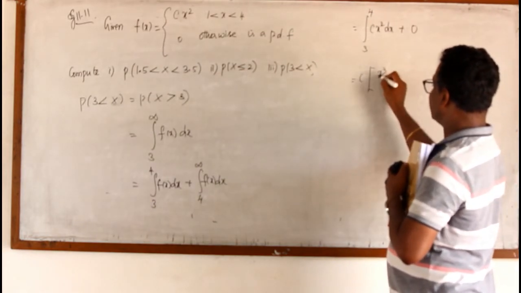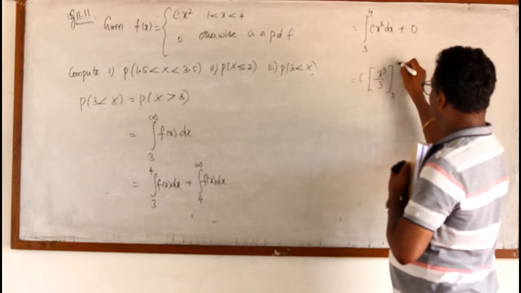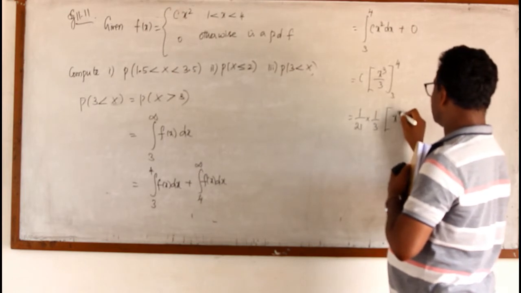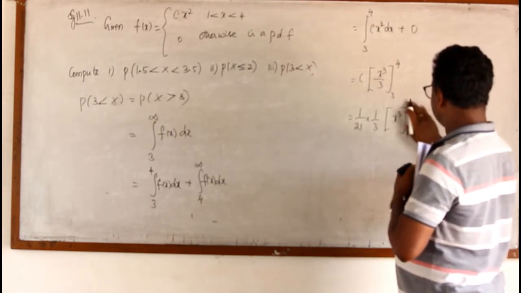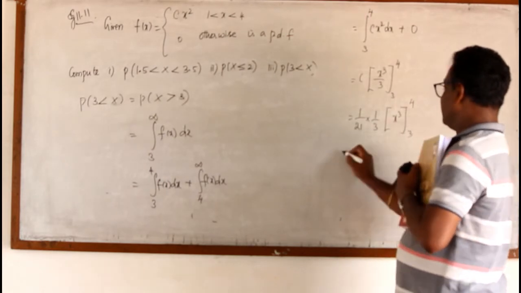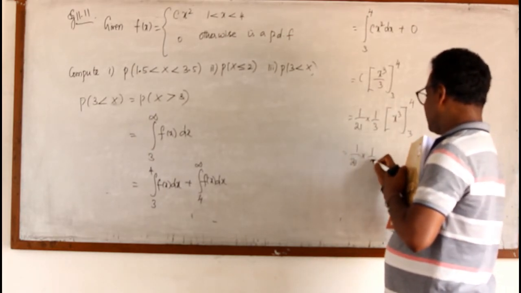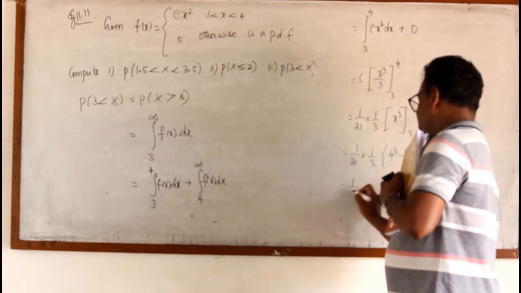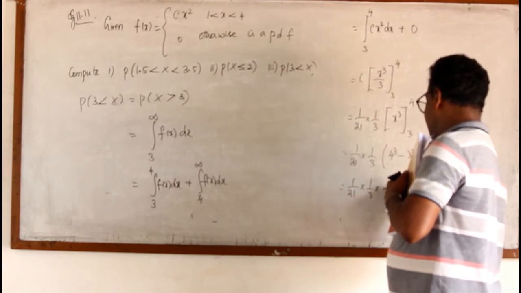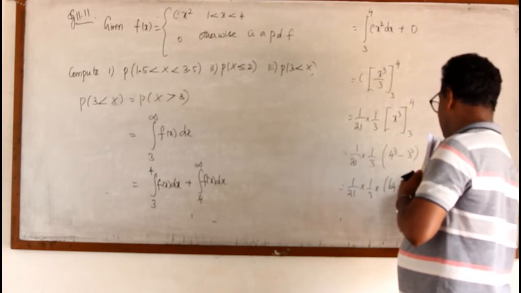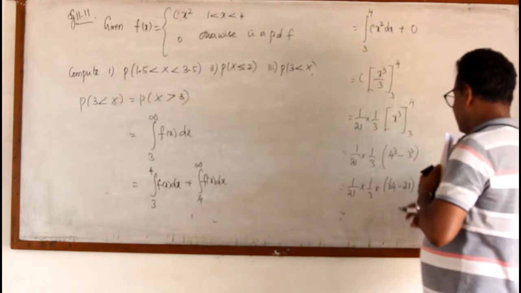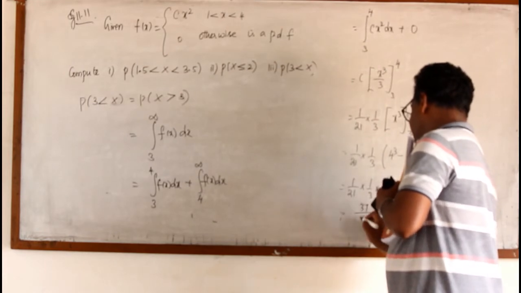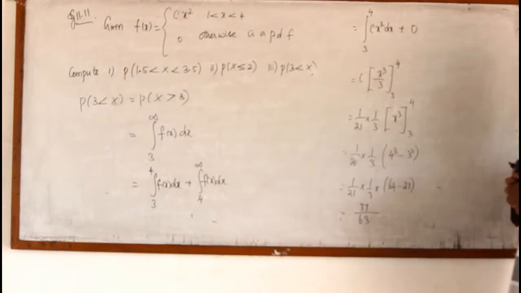c can be taken out. x square integration is x cube by 3, from 3 to 4. 1 by 21 into 1 by 3. It is x cube, 4 to 3, sorry, 3 to 4. Upper limit is 4 cube, lower limit is 3 cube. 1 by 21 into 1 by 3 into 4 cube is 64 minus 3 cube is 27. 64 minus 27 is 37. 37 by 63. Nothing is cancelling. So this is the answer.